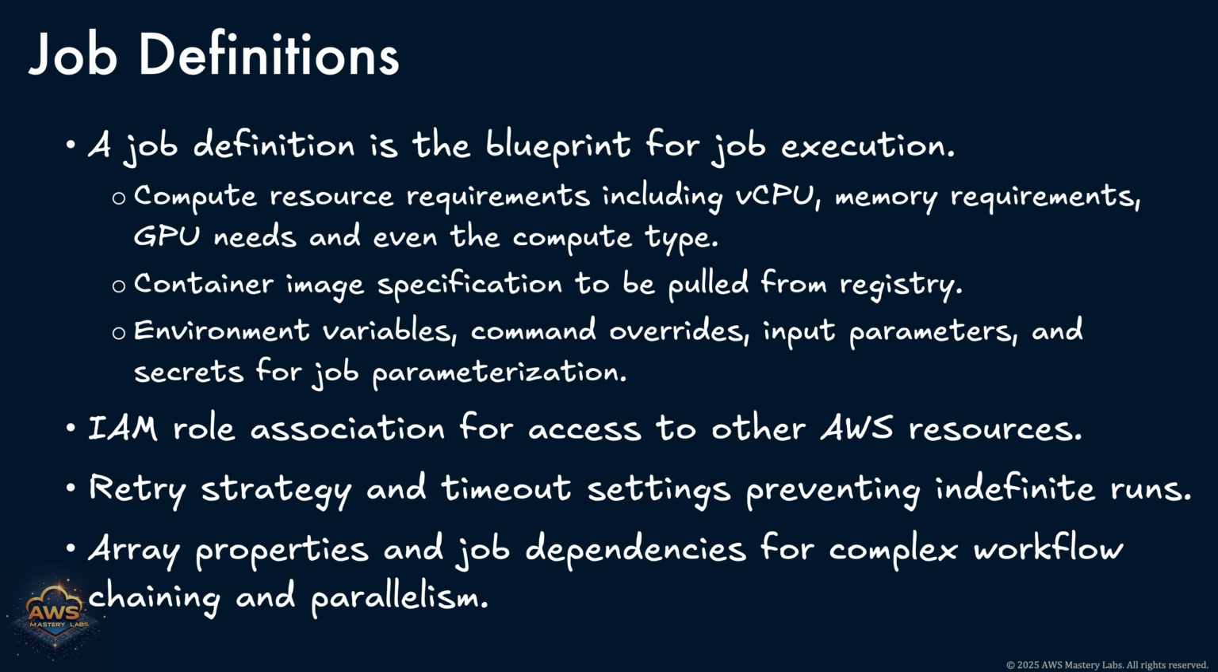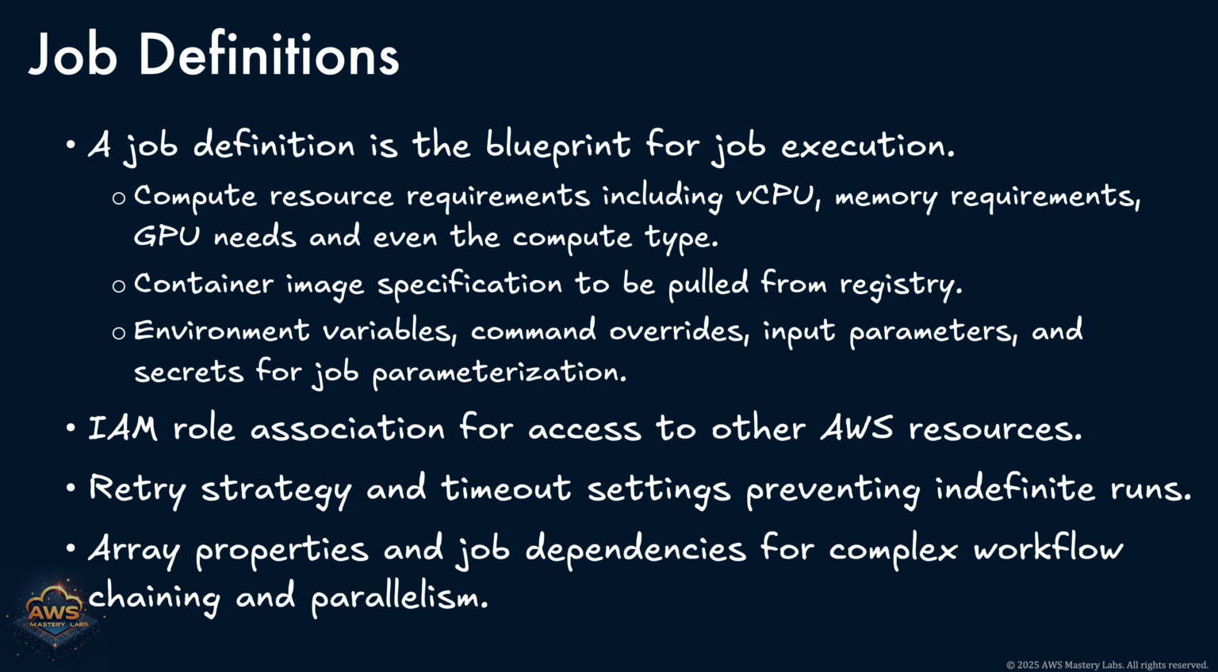At the core of the job definition is the container image. This image contains the application code, scripts, libraries, and any dependencies your job needs to execute. It can be pulled from Amazon ECR, Docker Hub, or any supported container registry. You also specify the compute resources required for the job, things like the number of vCPUs, the amount of memory, and optionally GPU requirements. This helps AWS Batch provision the appropriate infrastructure for your workload.